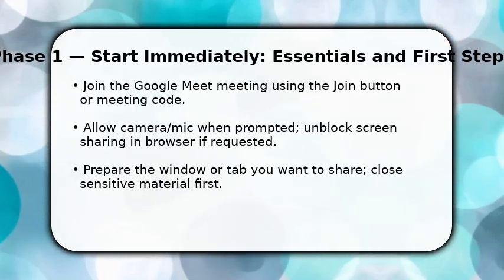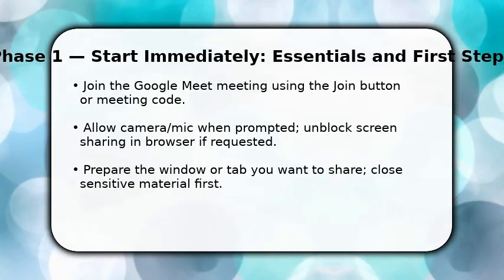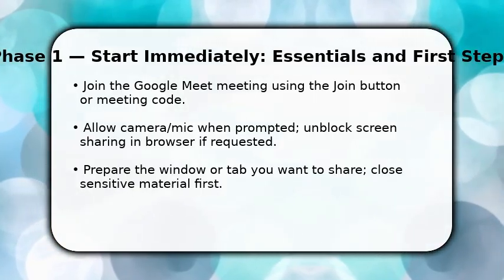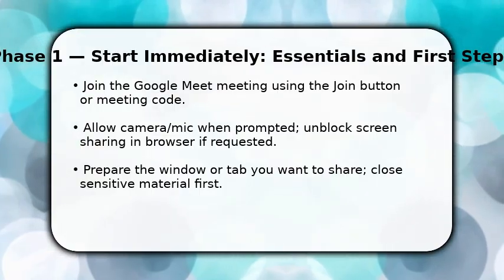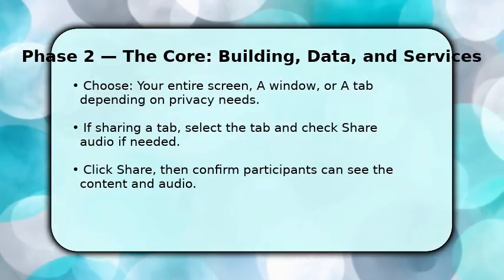Once done, click the Present Now button in the bottom right of the Meet window. You'll see options for your entire screen, a window, or a tab. Choose the option that matches what you prepared. Now you choose precisely what to share and why.